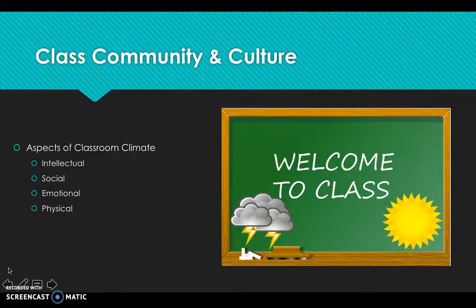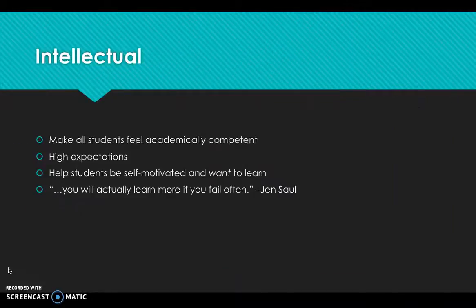I'm going to talk about 4 different aspects that are part of forming a classroom community and culture. Those 4 aspects are intellectual, social, emotional, and physical. So starting off with the intellectual aspect, I think that it's very important to make all students feel academically competent. I envision this being accomplished a few different ways.